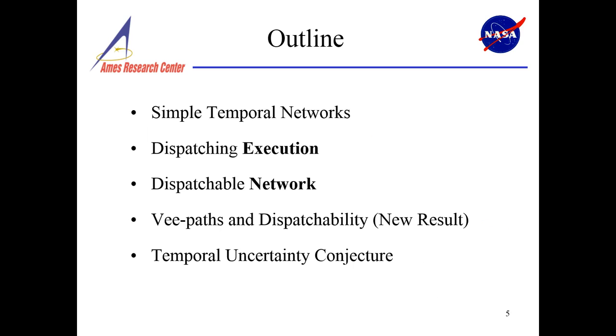The paper consists of mathematical definitions and proofs. Instead of presenting those, I'm going to try to give you some of the ideas behind the result in this talk. This is an outline of the talk. I'll first describe STNs, which maybe you're all familiar with. Then I'll define a dispatching execution. I'll use that to define a dispatchable network. Then I'll talk about the relationship between a special type of path called V-paths and dispatchability. And finally, I'll present a conjecture concerning temporal uncertainty.